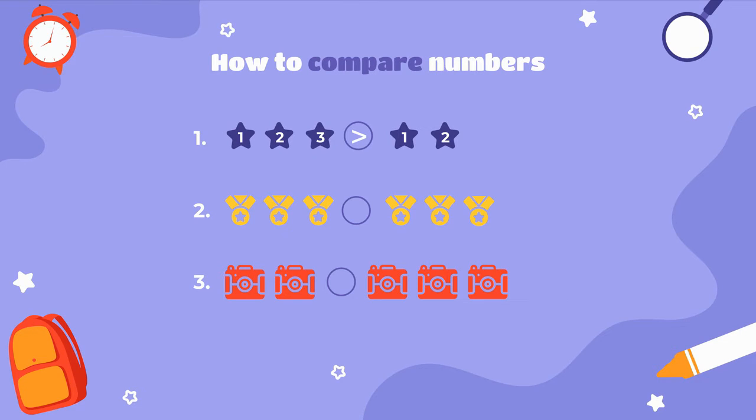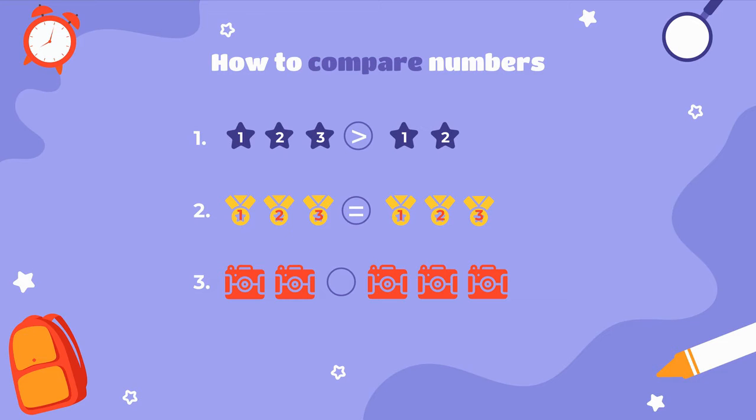In our second example, we have a group of medals comparing with another group of medals. Let's count. We have 1, 2, 3 medals compared with 1, 2, 3 medals. 3 is equal to 3. That's the equal sign. In our third example, we have a group of cameras comparing with another group of cameras.